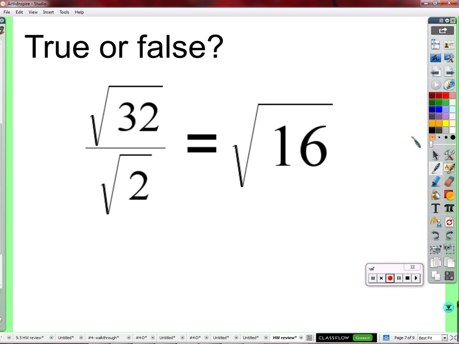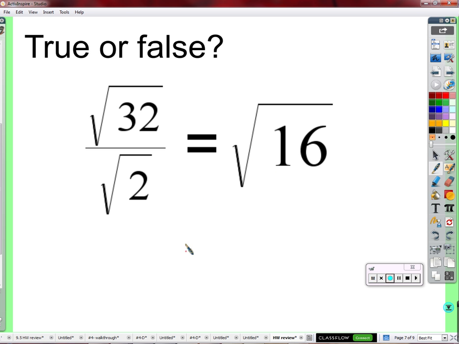Right. So what do you think? Do you believe it now even more so that the square root of 32 over the square root of 2 is the square root of 16? Yes. Mm-hmm. Well, that's handy because I don't know what the square root of 32 is, and I don't know what the square root of 2 is, but I can divide them, and that's the square root of 16, which I do know, which is 4.